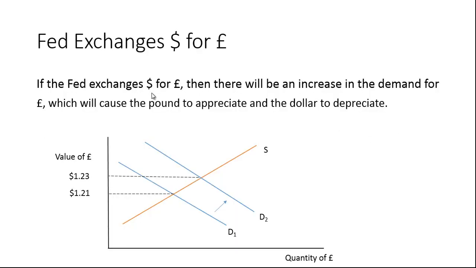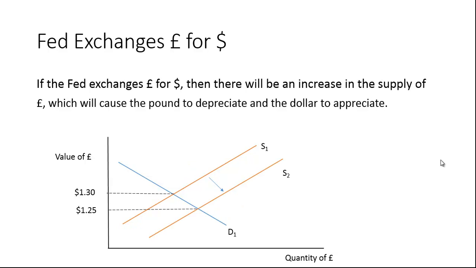Okay, if the Fed exchanges dollars for pounds, they're basically buying pounds in the foreign market and they're increasing the demand. And we know from basic supply and demand theory that if demand increases, price rises. And the exchange rate is really just the price of one currency in terms of another. So here we have pounds and the price of pounds in dollars. So this shift in demand causes the exchange rate to rise from $1.21 to $1.23. So that means the pound has appreciated, right? It's worth more, which likewise means the dollar has depreciated.